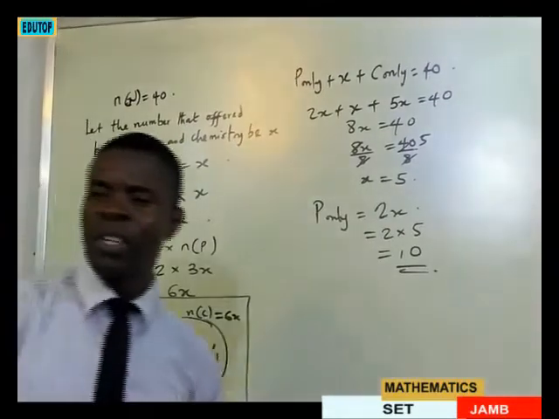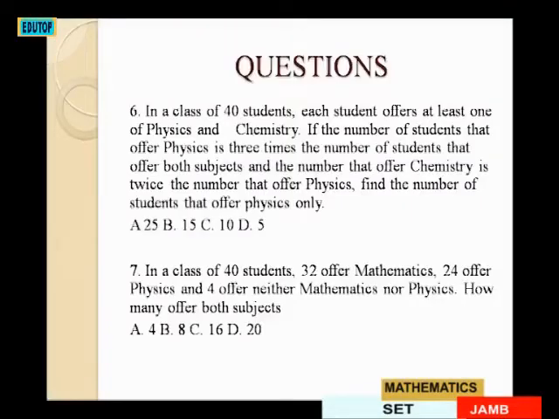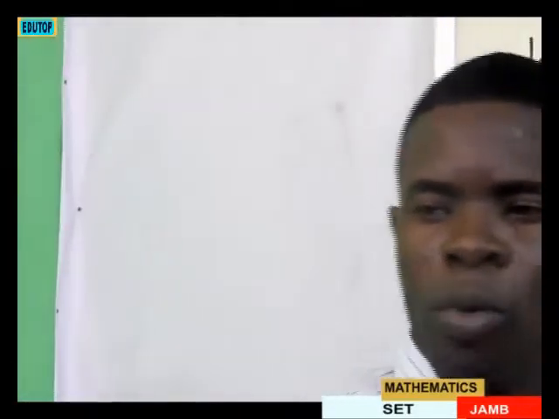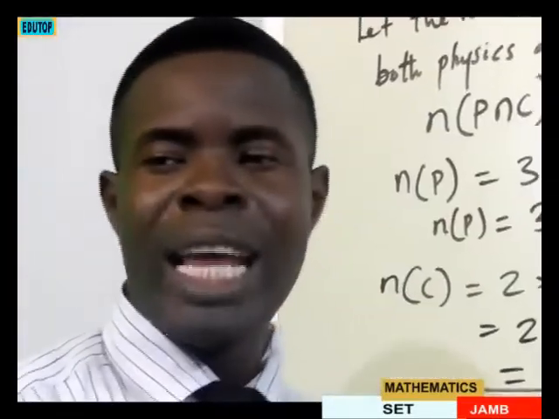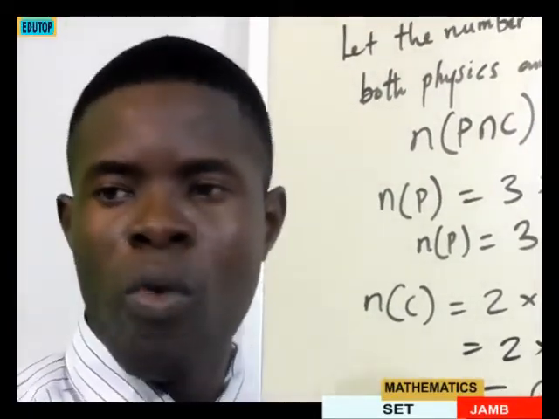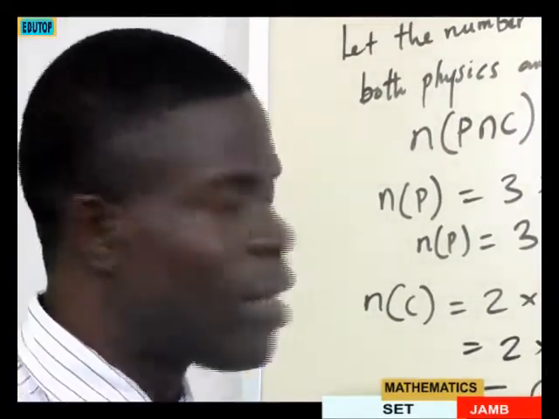Then the next question says that in a class of 40 students, 32 offer mathematics, 24 offer physics, and 4 offer neither mathematics nor physics. How many offer both subjects? So it's still the same trend. That is why you need to get the principle. Once you understand the principle, let them manufacture the questions in a million ways, you will still get the answer.